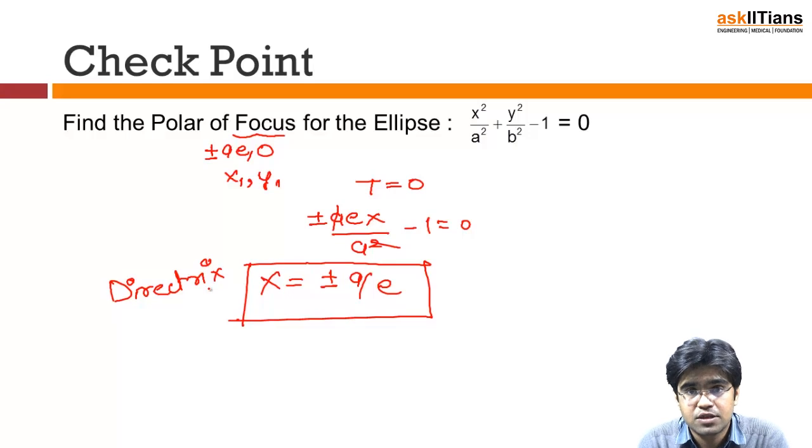So guys, remember this is a very important point to note down. It's a direct result and actually very simple: the polar of the focus is the directrix. The polar of the focus is actually the corresponding directrix. So if you are taking the focus on one side, then the corresponding directrix will be its polar.